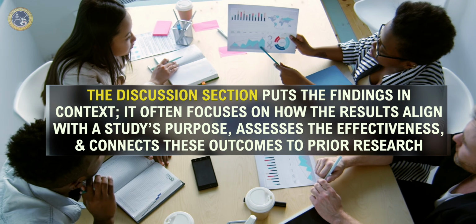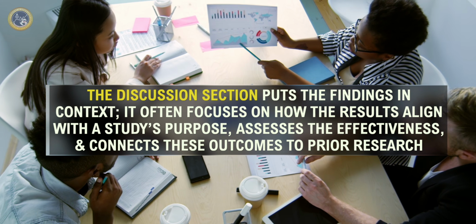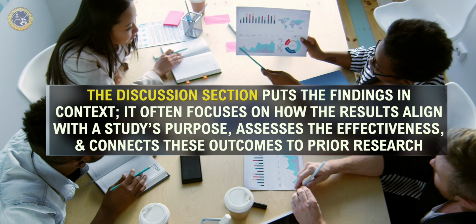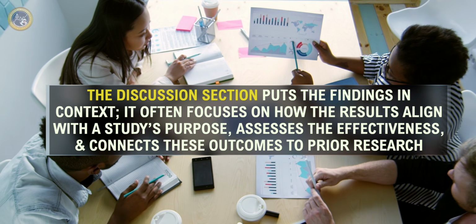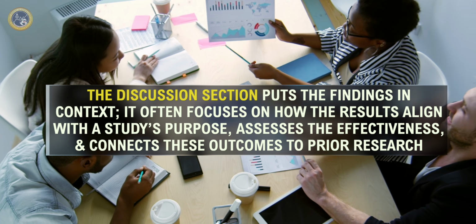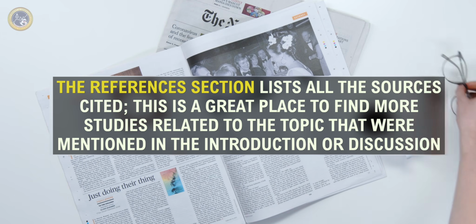The discussion section puts the findings in context. In single-subject research, the discussion often focuses on how the results align with the study's purpose, assesses the effectiveness of the intervention or the individuals involved, and connects these outcomes to prior research. For instance, if a study found that a certain behavior management technique significantly reduced tantrum behavior in one child, but not another, the discussion might explore why the technique worked differently for these individuals and suggest future research to better understand these differences. Finally, the references.